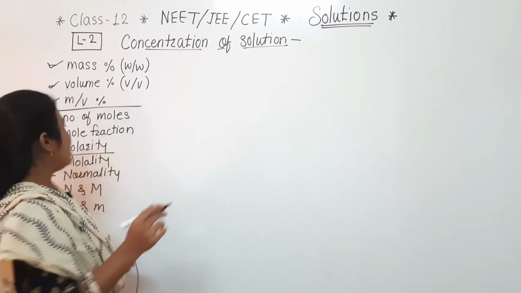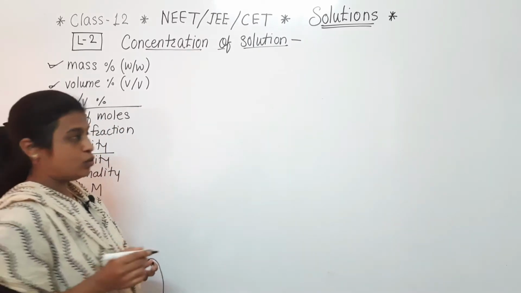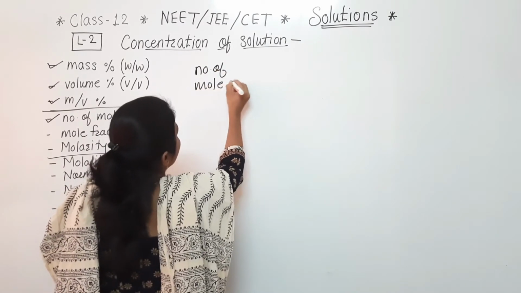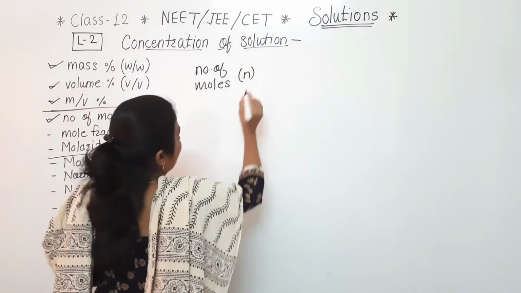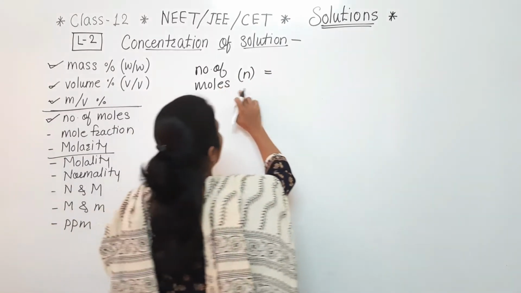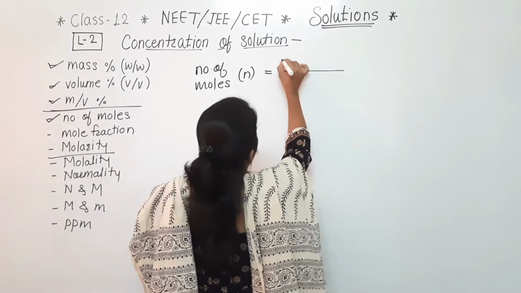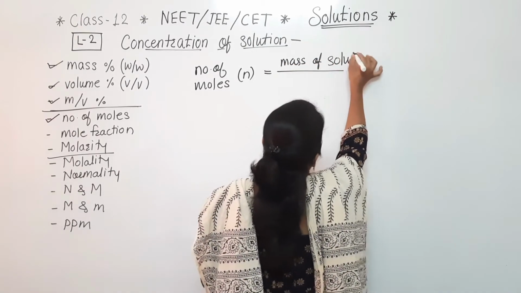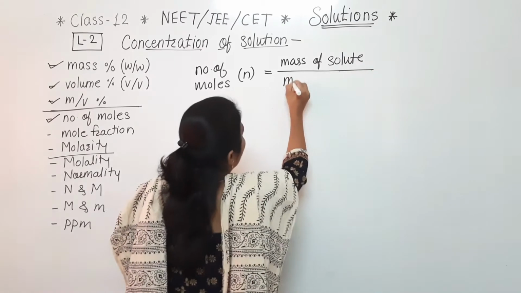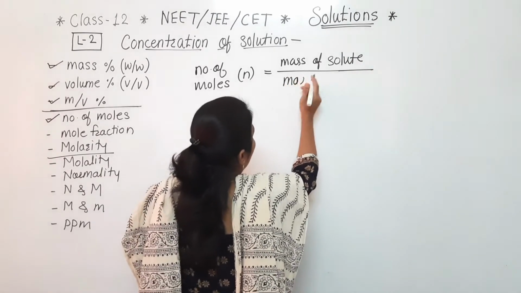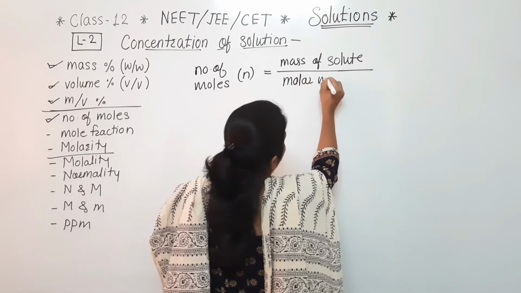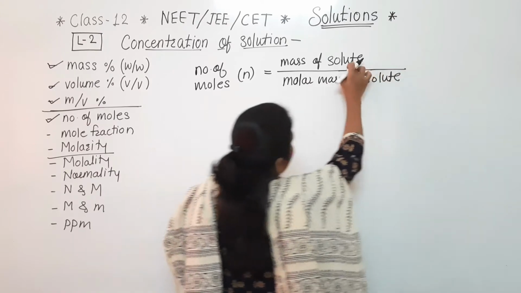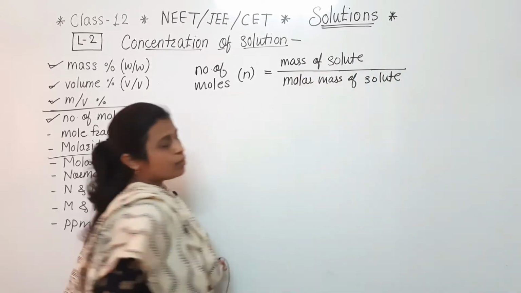So what is the next formula? Next formula is number of moles. Number of moles which is denoted by symbol small n. ठीक है, एक हो गया. What is the formula? Number of moles is the ratio of mass of component, or mass of solute or solvent, divided by molar mass of solute or solvent. Here we have taken mass of solute, so here I have taken molar mass of solute.